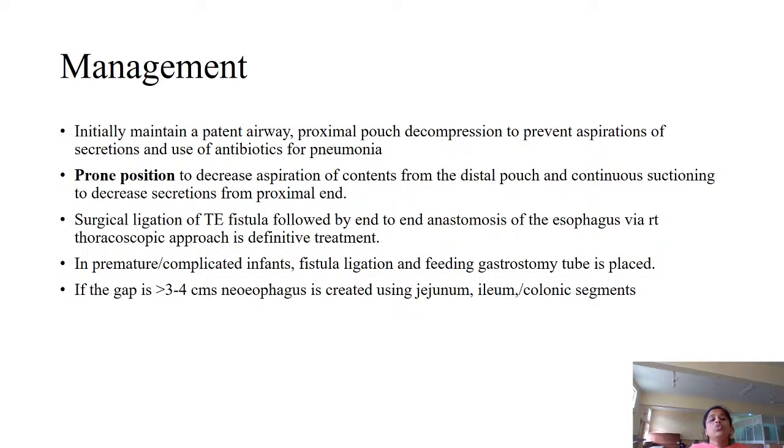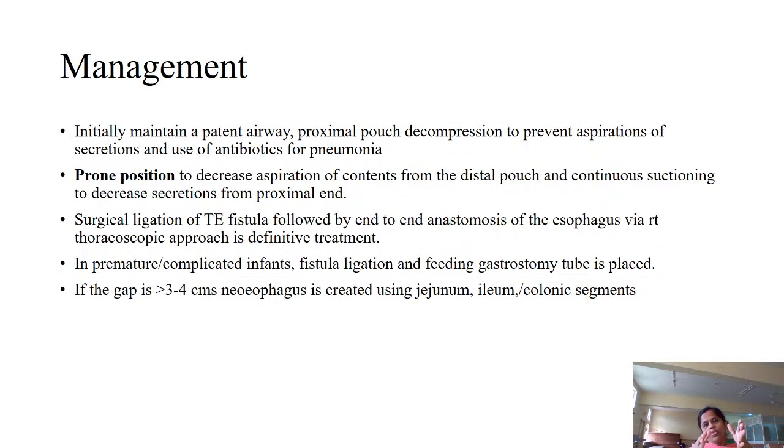Then prone position to decrease the aspiration of contents from the distal pouch, and continuous suctioning to decrease secretions from the proximal end. The best option obviously is end-to-end anastomosis. So surgical ligation of the tracheoesophageal fistula, followed by end-to-end anastomosis of the esophagus via right thoracoscopic approach, is the definitive treatment. In premature or complicated infants, with other associated anomalies, or who are not stable cardiovascular-wise, or have sepsis, fistula ligation can be done. The fistula connecting the esophagus and trachea is ligated, and a feeding gastrostomy tube is placed.